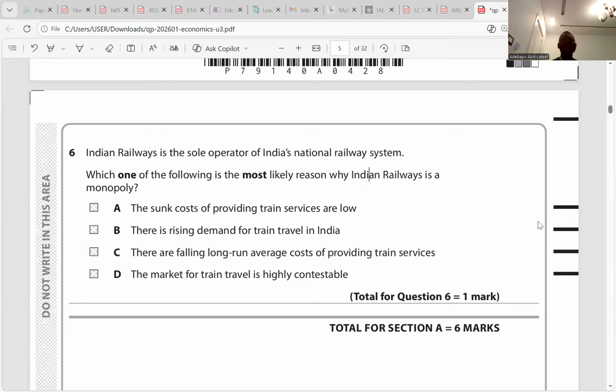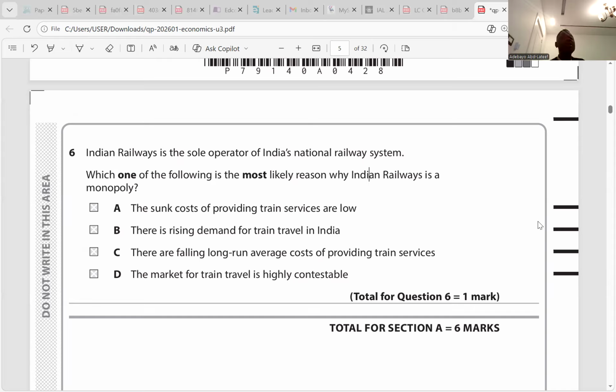B, there's a rising demand for train travel in India. If there is rising demand for train travel, that would likely increase the firms in that market, because it simply means the Indian Railway might not be able to contain the number of passengers. So new firms might come into the market because the demand is increasing. So it's not B.